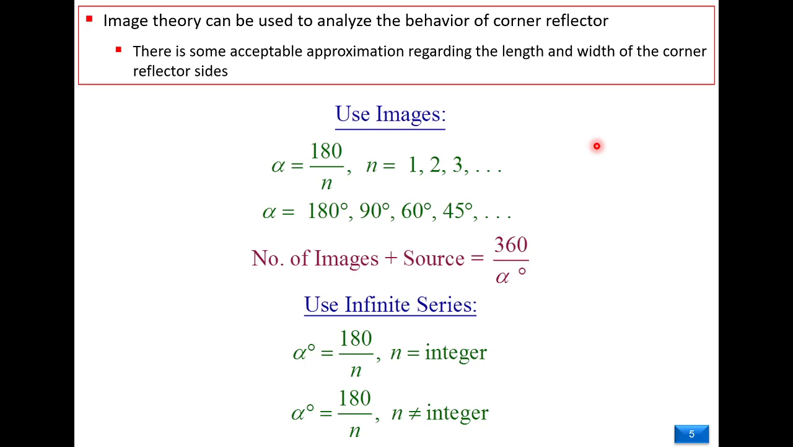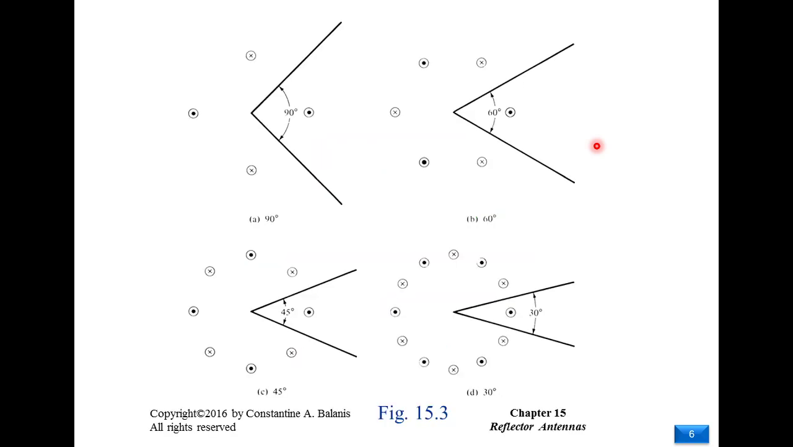I'm going to return to this slide again. If we have a corner reflector antenna that's 90 degrees, and we have the feeder here, this is the top view of the reflector antenna. This is the source or the feeder. How would we solve this problem using image theory? We discussed this before in electrostatics, and the idea here is very similar.